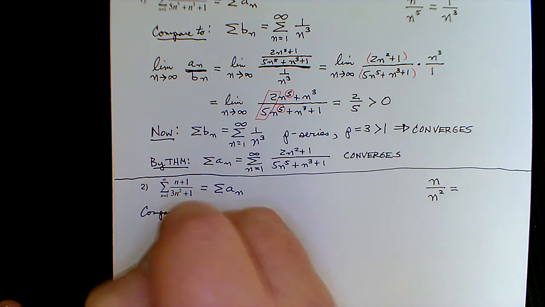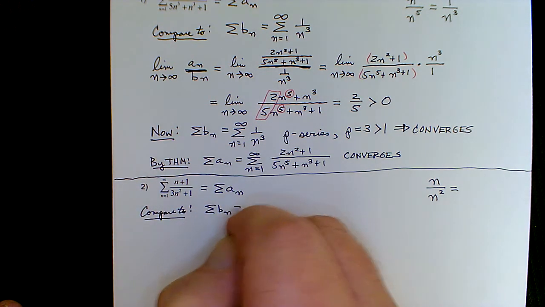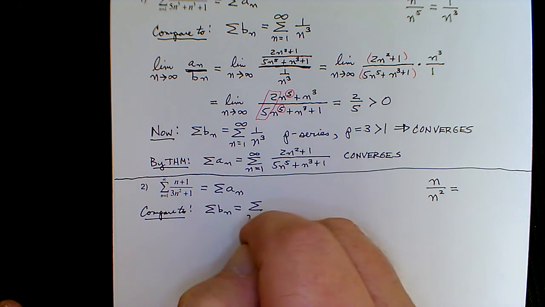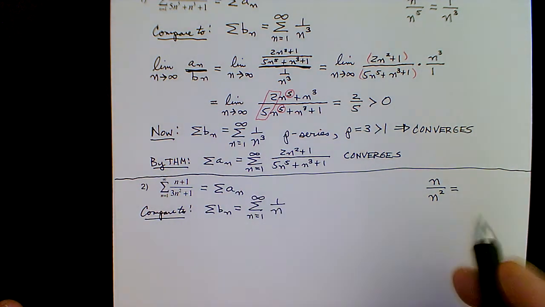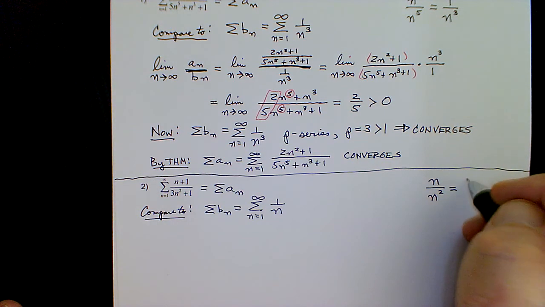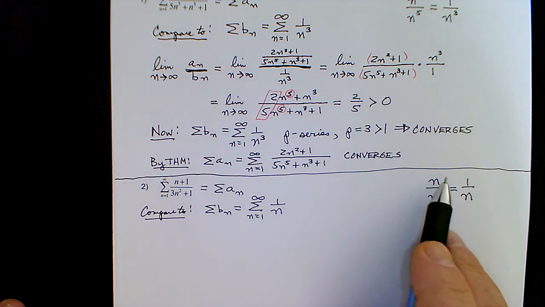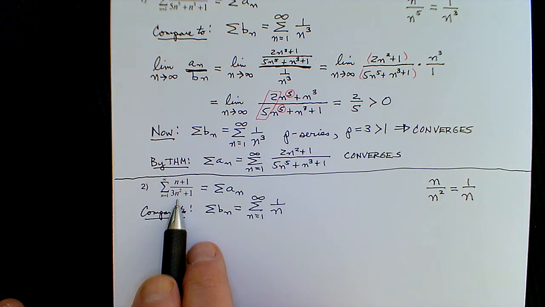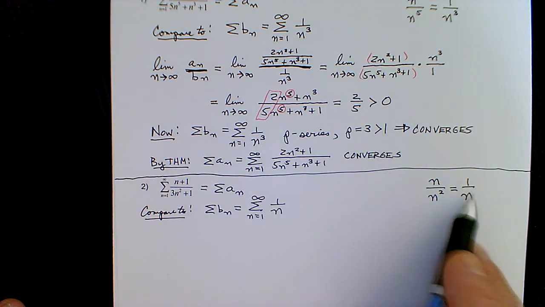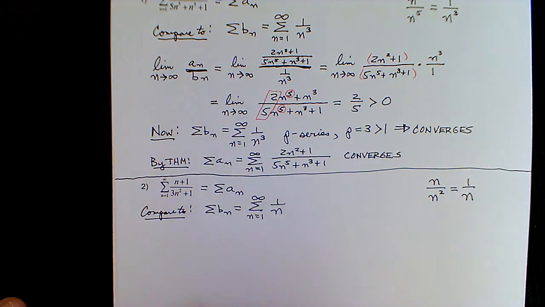So let's make our comparison. We're going to compare it to the sum of the b sub n, where the sum is n goes from 1 to infinity of 1 over n to the first, or just simply 1 over n. I forgot to do my cancellation over here, but we had n over n squared, the highest powers in numerator and denominator respectively. And remember, you're always reducing this, and it's always going to turn out to be a p-series. So take advantage of that as well.